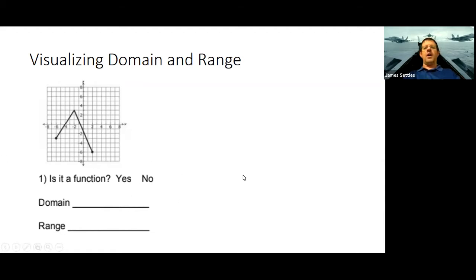Now first off, let's just go ahead and take care of the function. If a vertical line was to pass through this right here, would this be a function? Yes, that vertical line would never have touched anything twice. And so this would be a function.